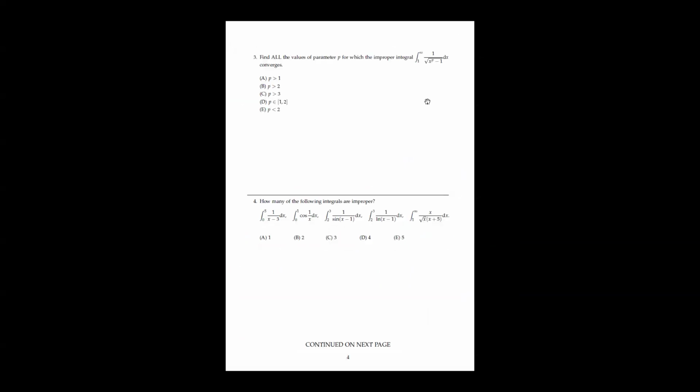Find all values of p for which the improper integral is convergent. Our first very naive approach is to focus on the infinity case. It behaves like the integral from 1 to infinity of 1 divided by the root of x^p, or x^(p/2), dx, and it is convergent if p/2 is greater than 1, so p should be greater than 4.